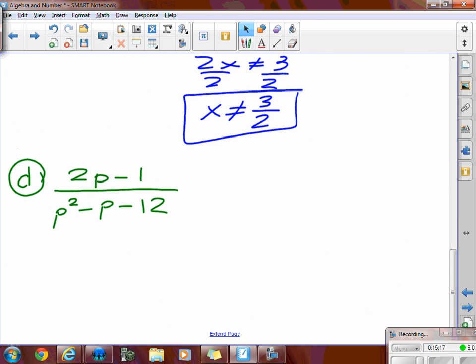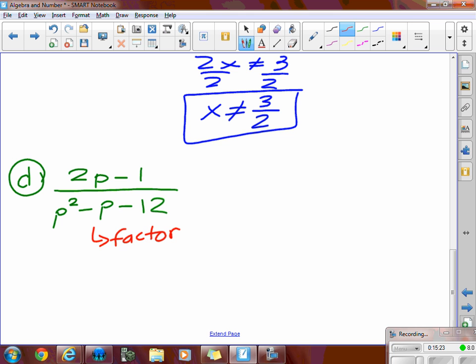Factor the bottom. This is an easy factoring one. So remember, we keep hammering factoring. Why? Because you need it all of the time. So let's factor the bottom. I need to factor p squared minus p minus 12. Different people factor in different methods. However you factor it, you should be able to determine that this simply is p minus 4 and p plus 3. Those are my factors.